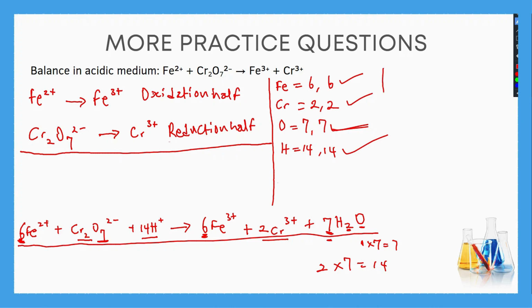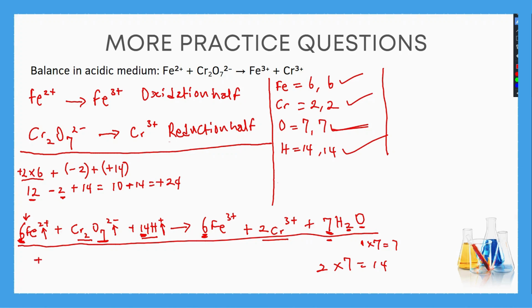Now the atoms are balanced. Are the charges balanced as well? Let's check it out. On the left-hand side, we have a charge of +2, multiplied by the coefficient of 6, so +2 times 6, plus a charge of -2, plus a charge of +1 multiplied by the coefficient of 14, so +14. All of this added together gives us 2 times 6 gives us 12, minus 2, plus 14. 12 minus 2 gives us 10, plus 14, which is equal to +24. So on the left-hand side, we have a charge of +24.